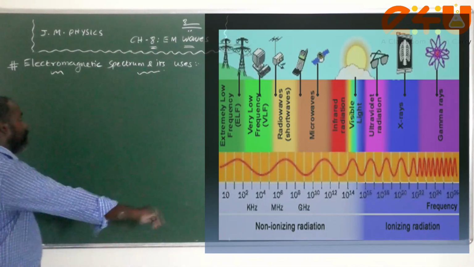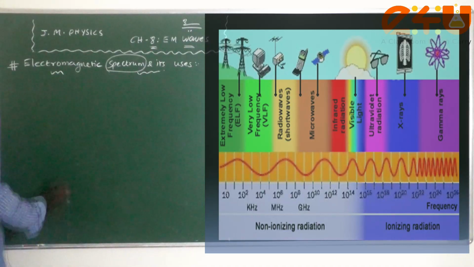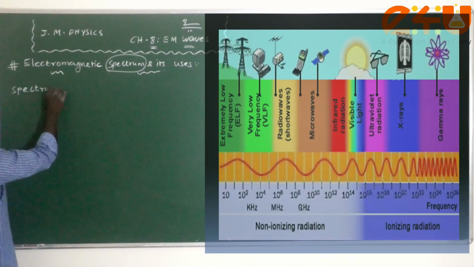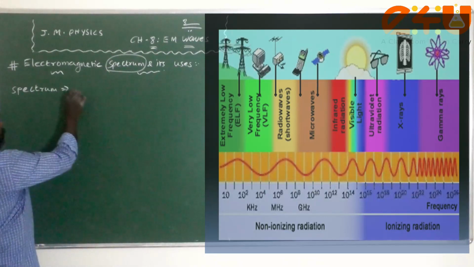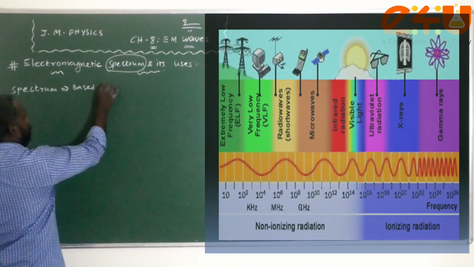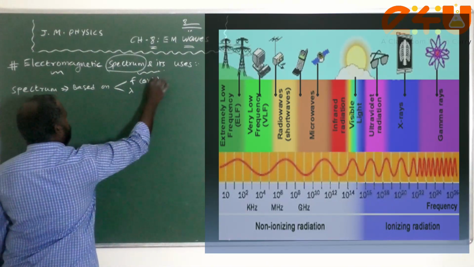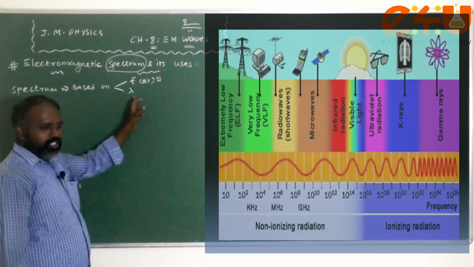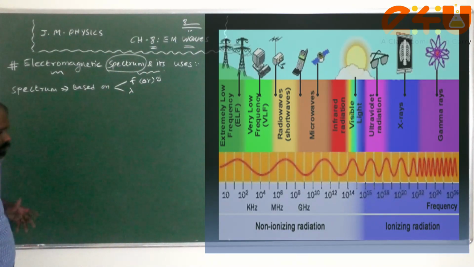Now please see what a spectrum is. The word spectrum means the arrangement of any radiation. This arrangement of radiation is based on either its frequency or wavelength, and it is generally called a spectrum. In the electromagnetic spectrum, the first thing is gamma rays.